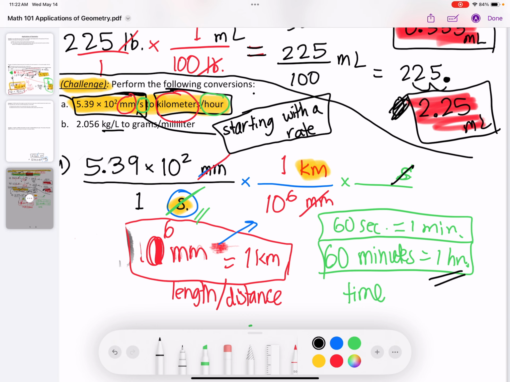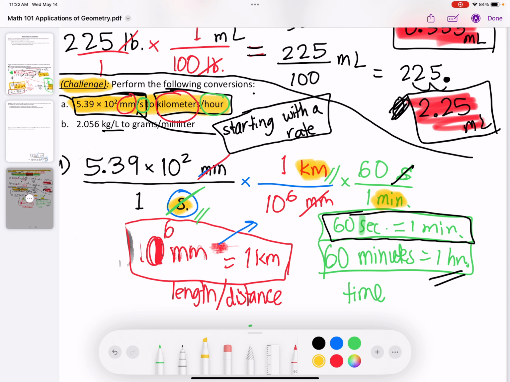Which conversion do I have with seconds in it? Eventually I need to use the one with hours, but I need to get rid of seconds first, so I'm going to use this one. And keep in mind, this is a challenge problem. This is very difficult. 60 seconds in 1 minute. Now, what units are canceling and what units are left? Millimeters canceled already, so the length is done. I have kilometers here, so that's good, but the time is not right. If I stop now, I'd be left with kilometers in the numerator and minutes in the denominator. That's not quite what I want.